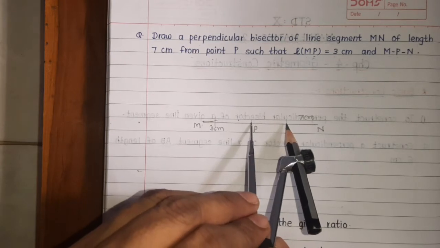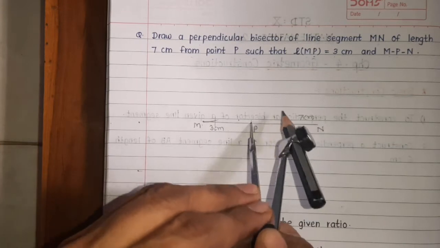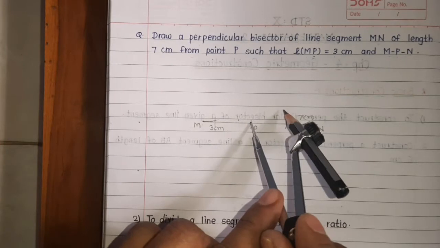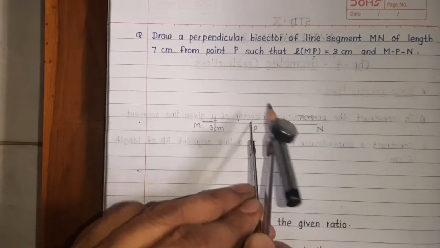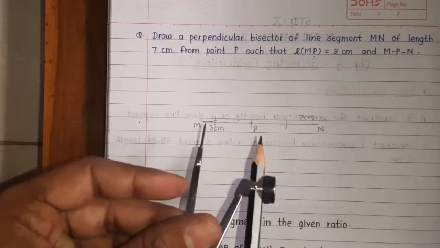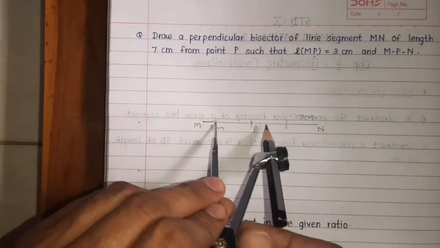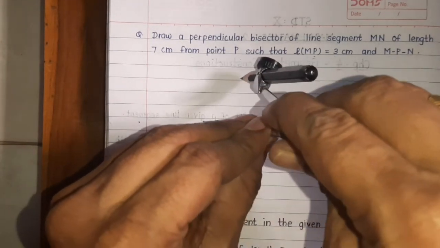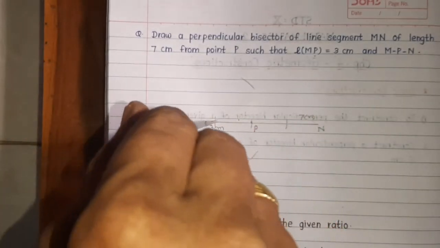Put the metal point on P, take a sufficient distance and make one arc here and one arc on the other side. I repeat this. See here, put the metal point and make one arc on this side and one arc on this side. Now put the metal point on this arc. Take a distance more than half of this and make one arc above the point P and another below the point P like this.